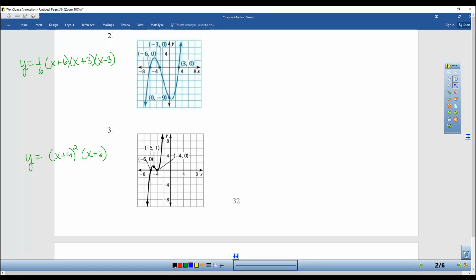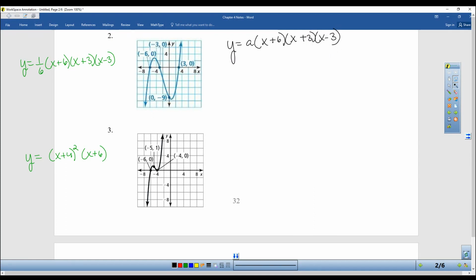All right, let's do the next 2. Make sure you got this. Y is equal to a times x plus 6 times x plus 3 times x minus 3. I'm using my zeros to write the factors.